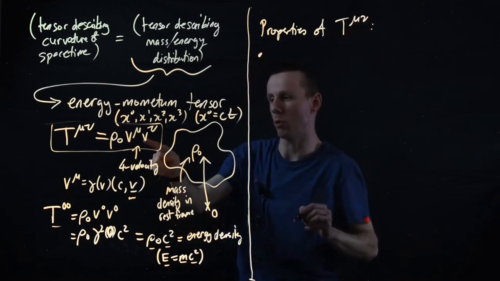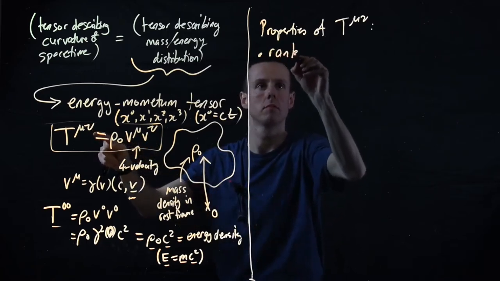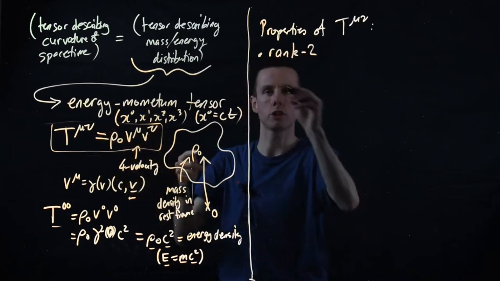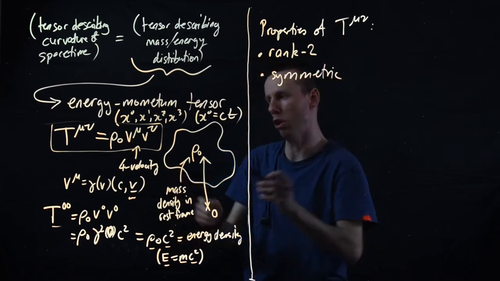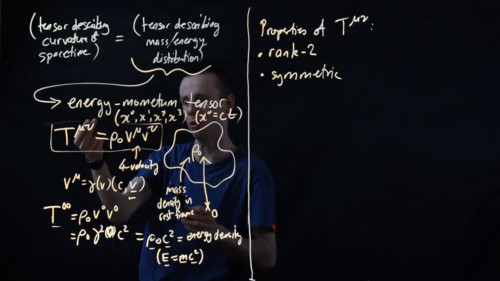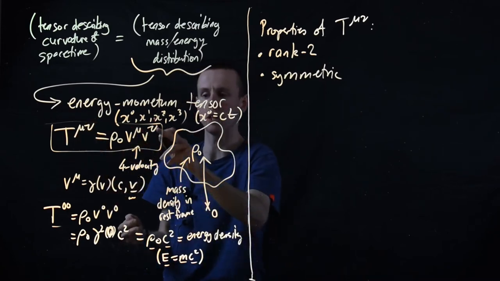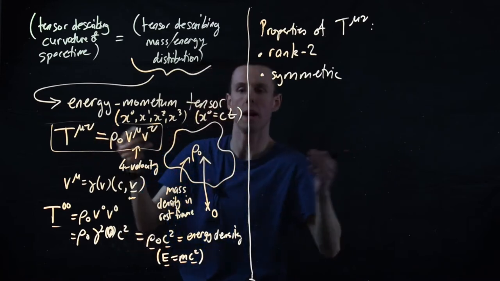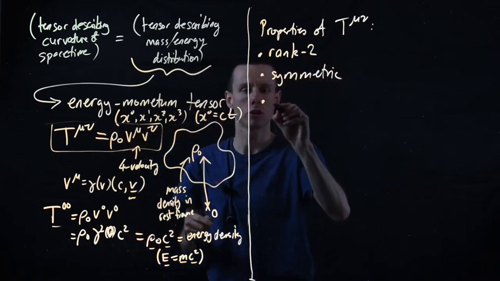First of all, and hopefully it's quite obvious, it's rank 2, 2 indices. It's also symmetric. So look, if you interchanged mu and nu, then you just interchange them here. But it's just v mu times v nu, or v nu times v mu, doesn't matter. It's symmetric, whichever way around you write it. It's also divergenceless.